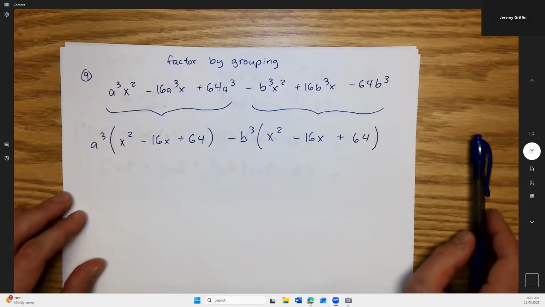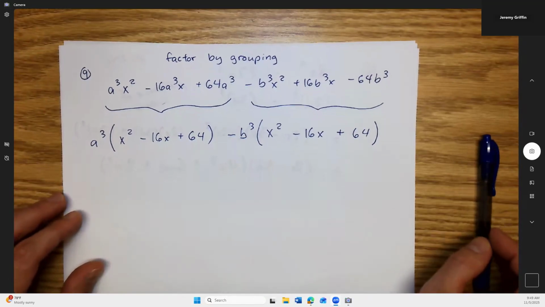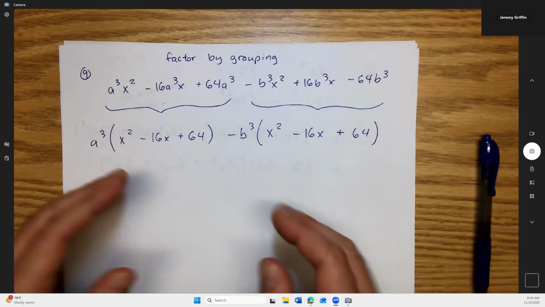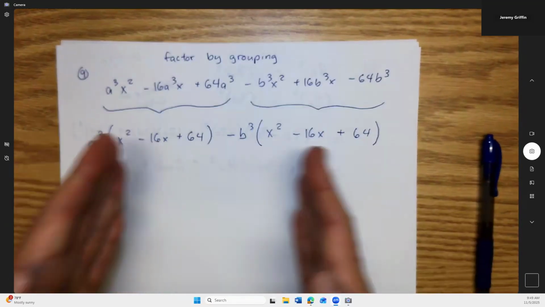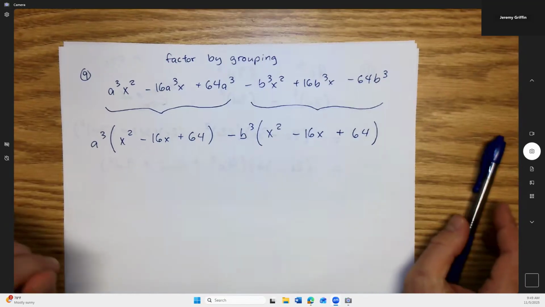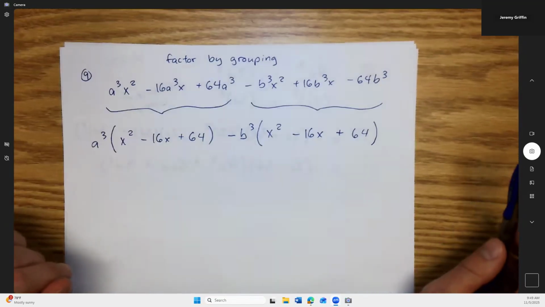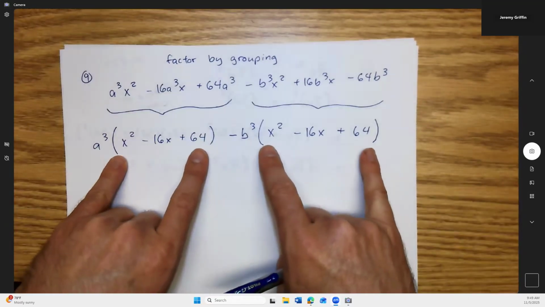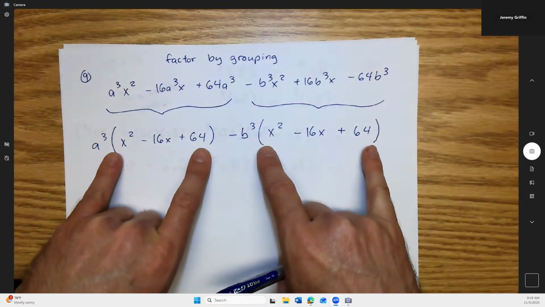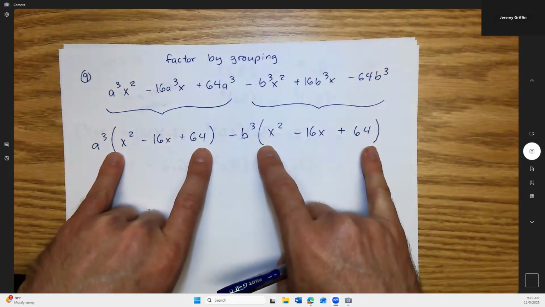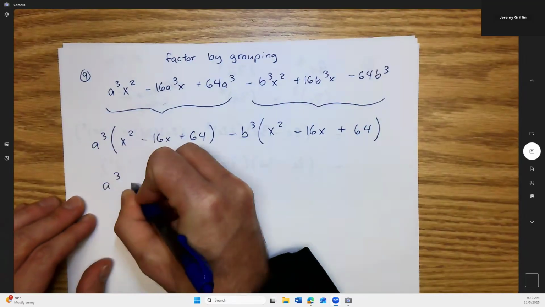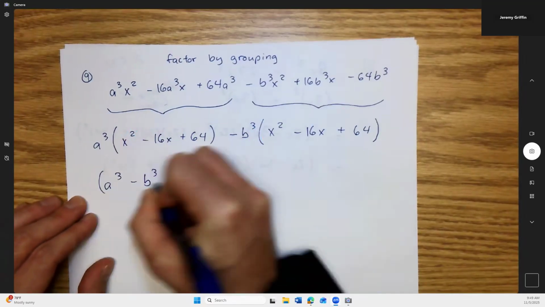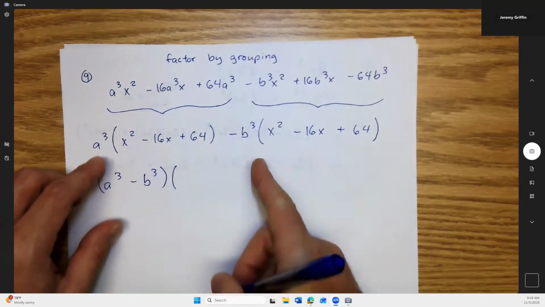Now, do you guys see what the next step is? I have 2 giant terms right now. I have this term on the left and this term on the right. Do they have anything in common? Yes, everything in parentheses. So I can factor this out of both terms. Do you guys see that? So I can do that. So what I'll be left with is an a cubed minus b cubed. And everything else is going to be, well, this right here.